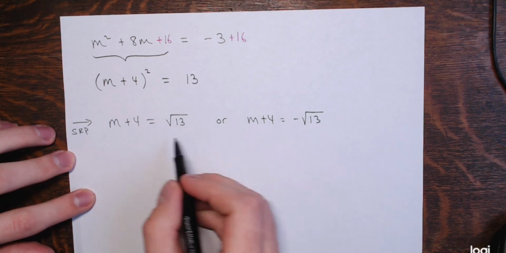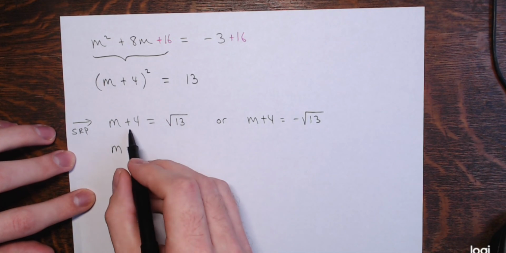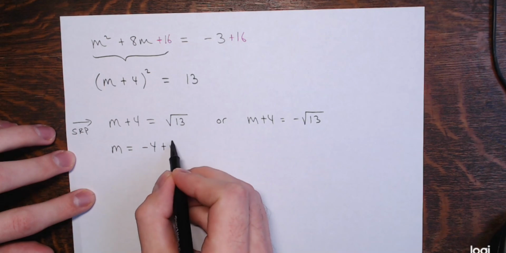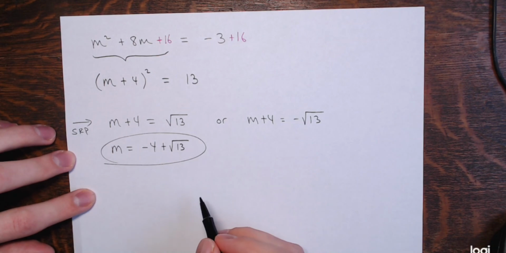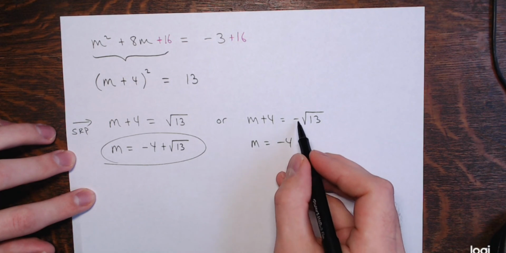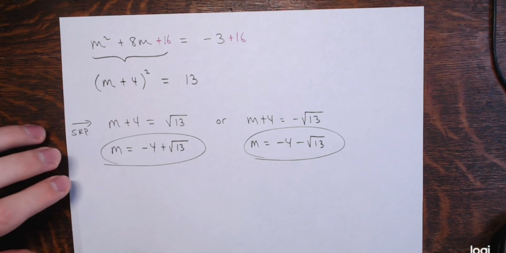And then I'm just subtracting 4 from both sides. So over here on the left, if you subtract 4, you'd have a negative 4, and then you got a positive square root of 13. And again, these don't go together in any way. That's one solution. And over here, subtracting 4, you got negative 4 and then a negative square root of 13 term. Negative 4 minus the square root of 13, there's your other solution.